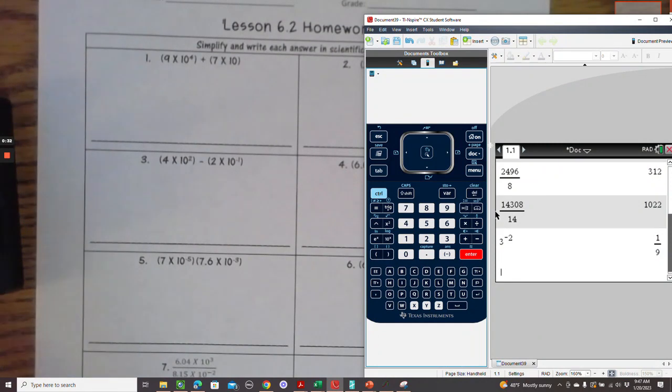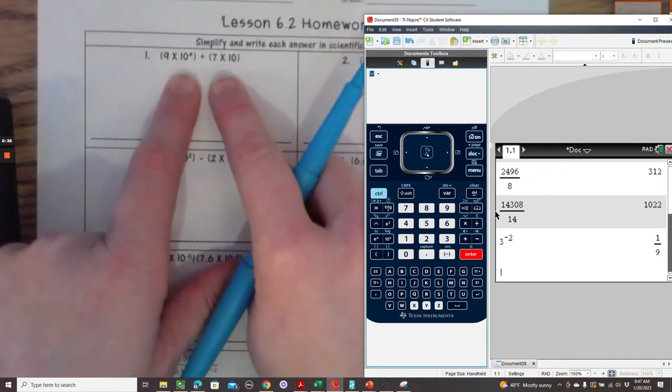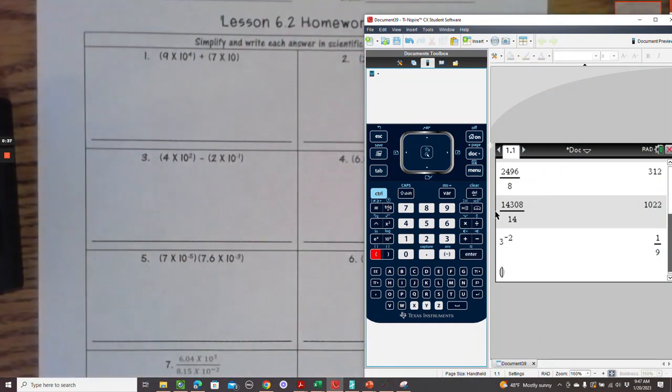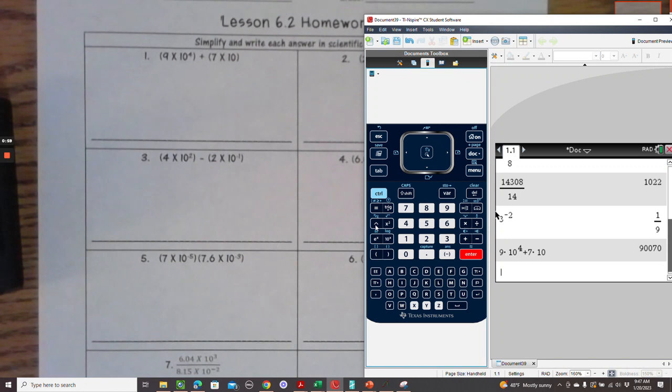And what you do is you literally type this in just like this, parentheses and all. So 9 times 10, and if you notice, it's the same little symbol, that arrow up key, right next to x squared that we've been using in our quizzes. To the fourth plus 7 times 10, and that's it. You hit enter. Now, that is not in scientific notation. Okay? So there is a way to make your calculator do it.